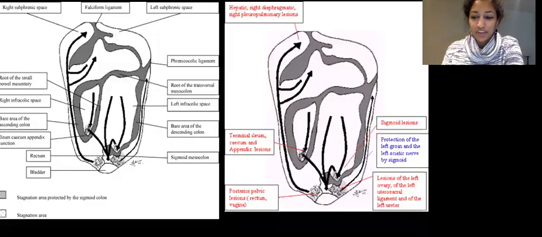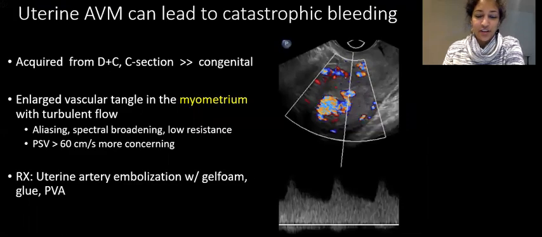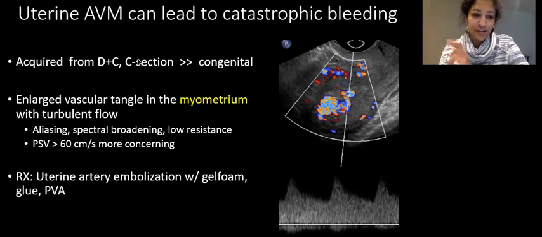So just a couple of words about uterine AVMs. These can lead to catastrophic bleeding. Actually, the acquired form is more common. This is usually from D&C or C-section. And in that case, they're more technically actually AV fistulas, but they tend to have multiple vascular channels because there's so much vascularity of the uterus. So we just call them AVMs.